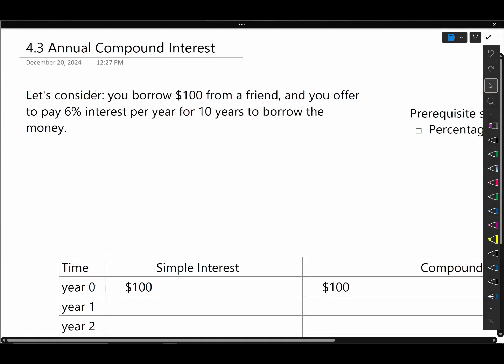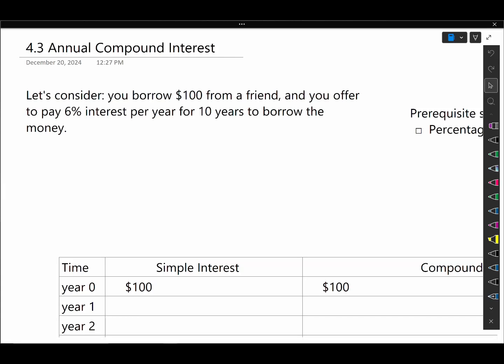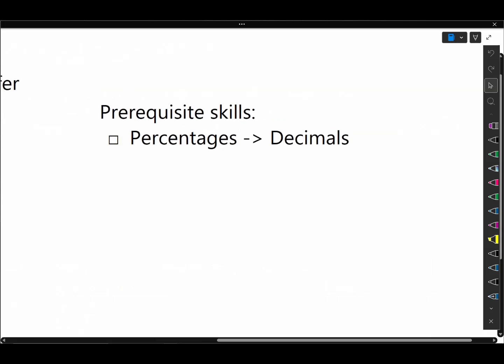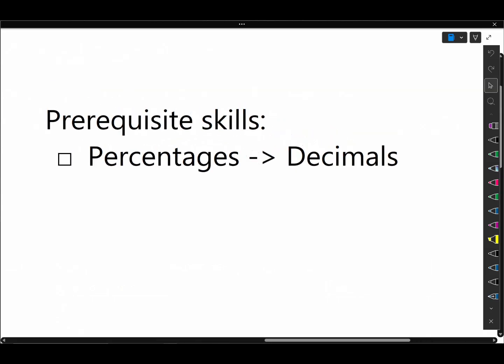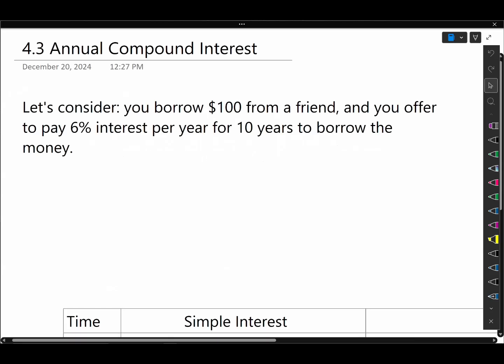We are looking today at compound interest, how it works. We're looking at a very simplified version so that in our next lesson we can delve a little bit deeper. Our prerequisite skills we're relying on, nice and simple, your ability to handle changing from a percentage to a decimal and back. Nice and straightforward.